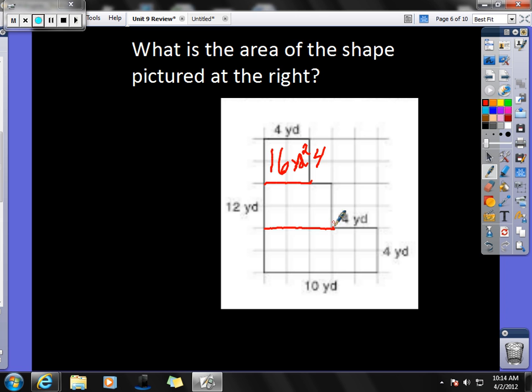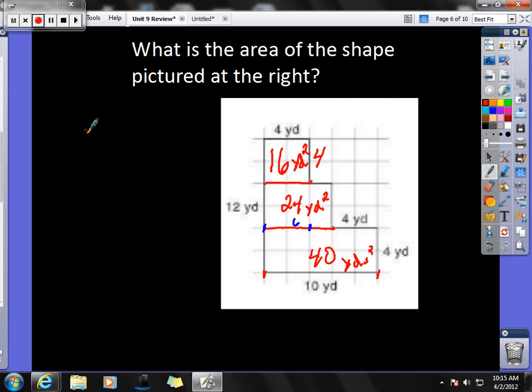Now all I need to do is figure out how long this whole side is. Well, if the entire thing is 10 inches, and I know that from here to right there is 4 inches, I just need to figure out what that little piece is. And that is going to be 2 inches, which makes this entire thing 6 inches. Which means we are looking at a 4 by 6, which is 24 yards squared. And my last one is a 4 by 10, which is 40 yards squared.